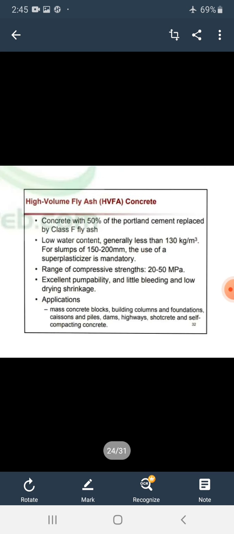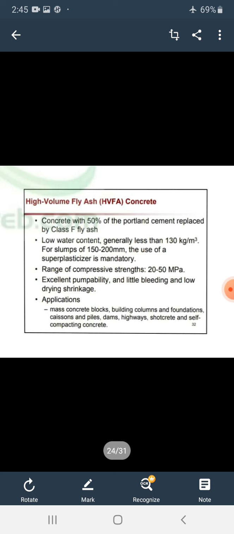What is high volume fly ash concrete? The concrete with 50% of the Portland cement replaced by class F fly ash is called high volume fly ash or HVFA concrete. Low water content, generally less than 130 kg per cubic meter. For slumps of 150 to 200 mm, the use of a superplasticizer is mandatory. Range of compressive strengths 20 to 50 megapascal. Excellent pumpability and little bleeding and low drying shrinkage.